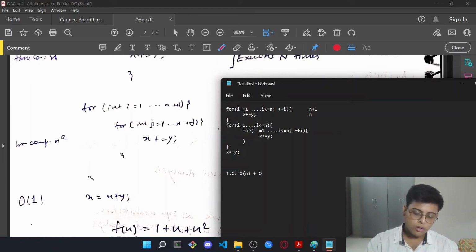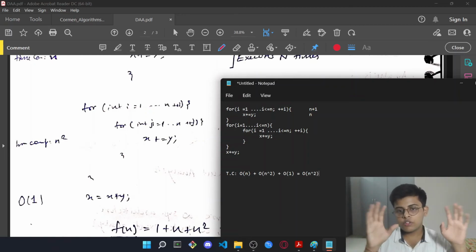Then there is n square, which is for this particular loop. That's n square. Then comes constant time complexity. This is what the time complexity of this program is, which equates to what? Smart people will say n square. The time complexity for this program is n square.